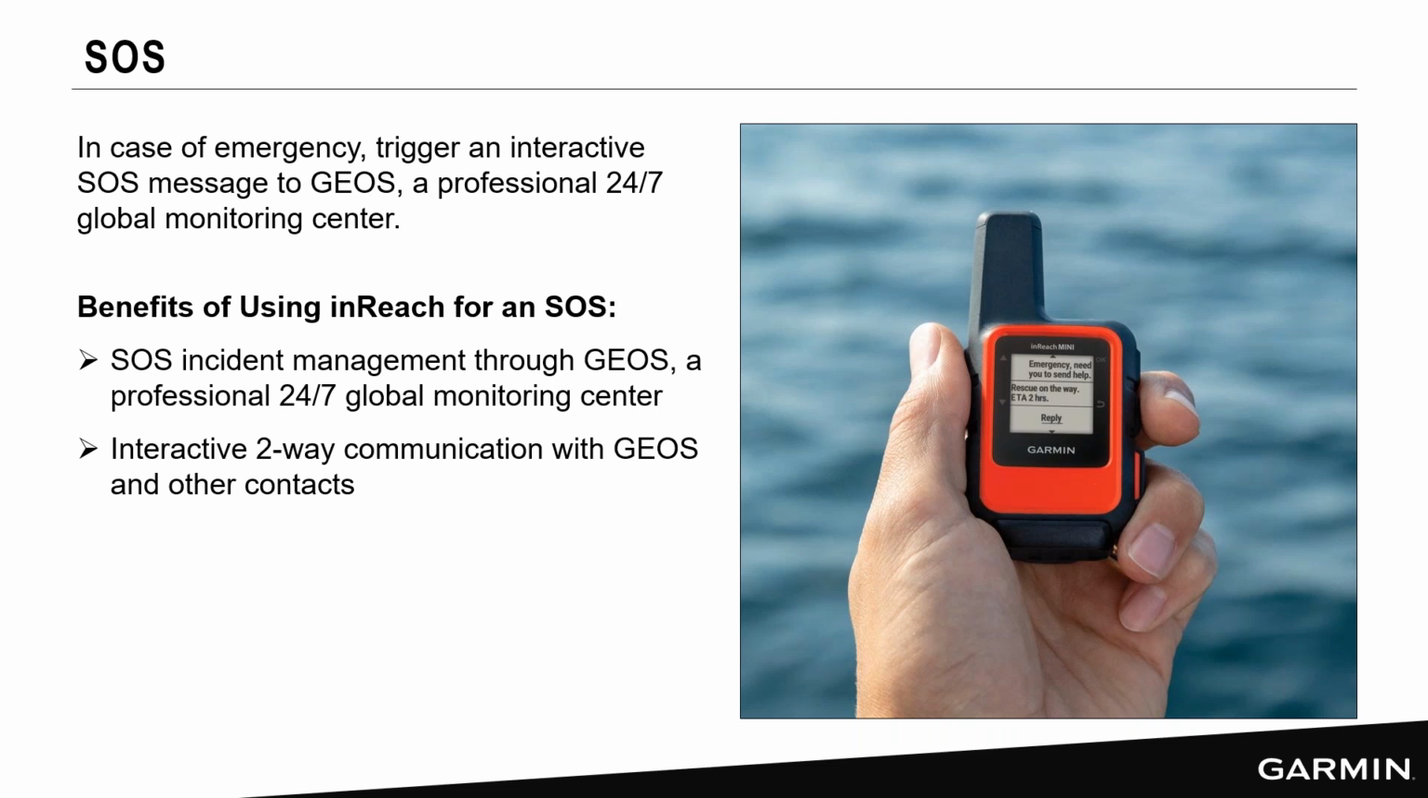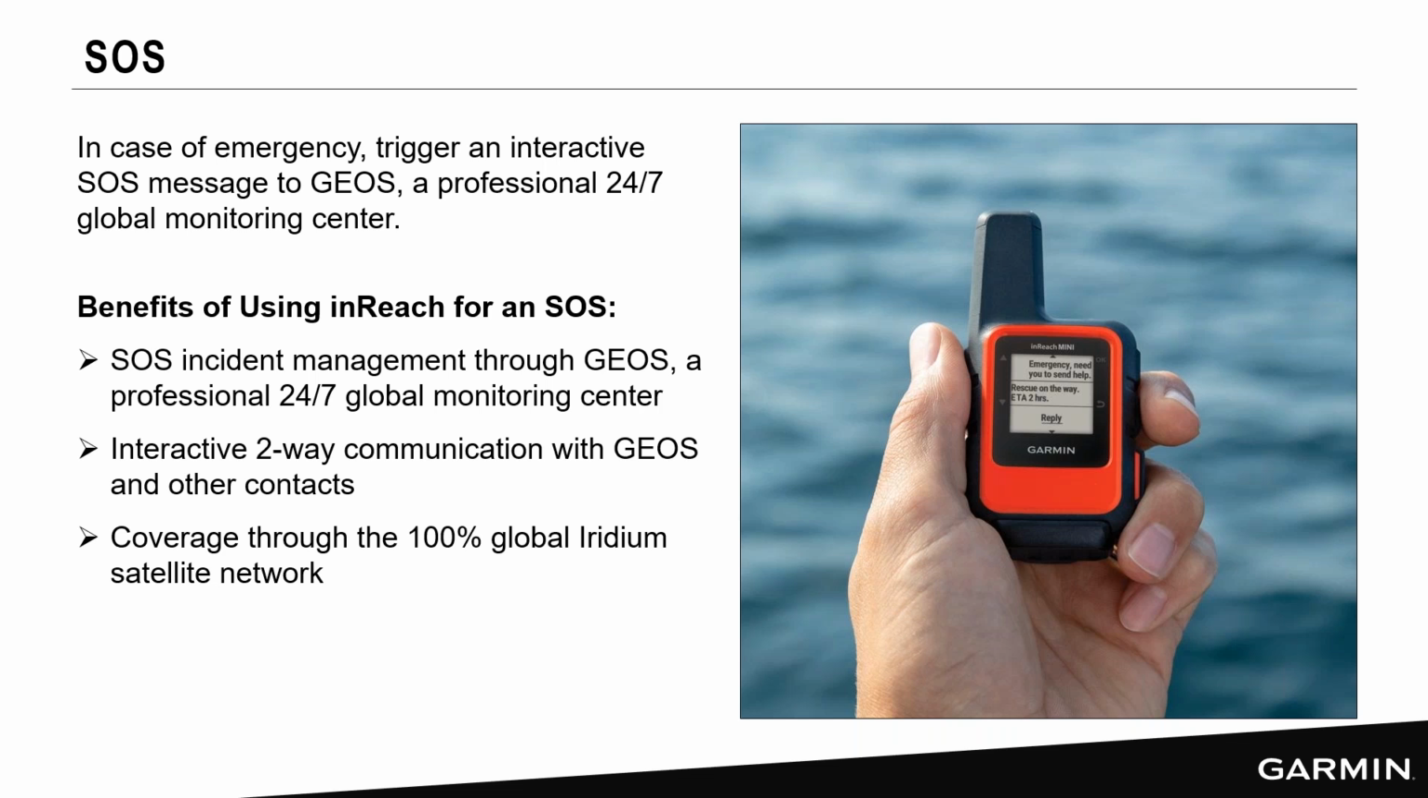As we talked about with all the features previously, there are benefits to two-way messaging. You can send a message declaring your emergency, GEOS will receive it and they can reply to you. That two-way capability is very powerful in an SOS situation because they can ask for additional details. Is it a medical emergency? Is it an equipment failure? It helps them dispatch the correct information to local area search and rescue when they come out to help you.